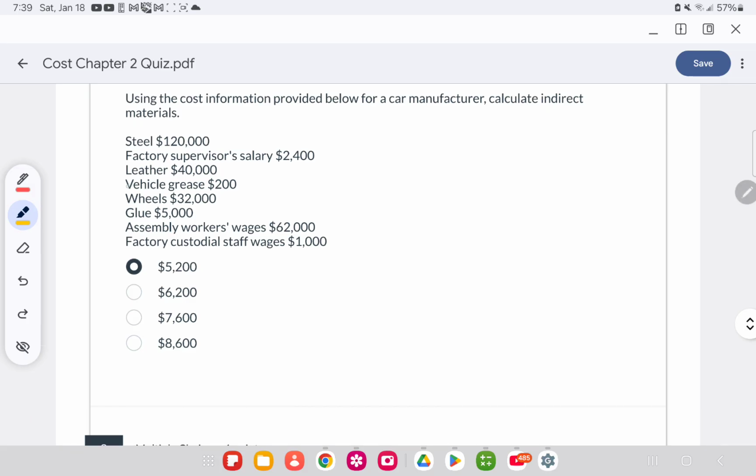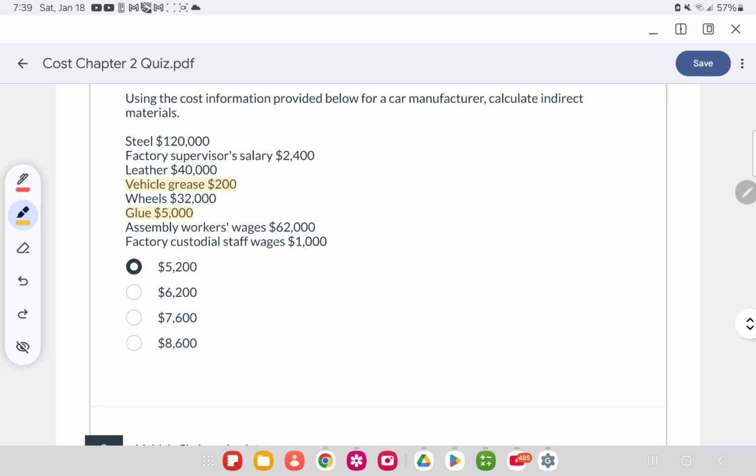Vehicle grease. All right, so we're a car manufacturer, so we're definitely going to be using vehicle grease, but it's going to be very challenging for us to trace these costs directly to the item we are making, so that would be considered an indirect material. Wheels would be direct. We could easily figure that out. Glue, that would be an indirect as well. So remember, these indirect materials, these would be considered factory overhead, and they would just be allocated out as necessary.